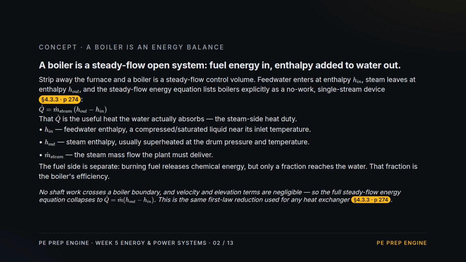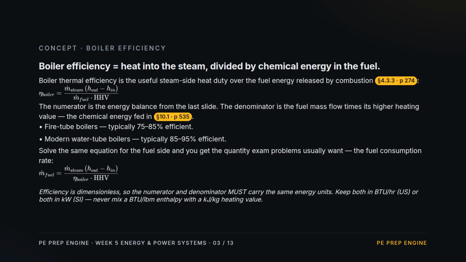The fuel side is separate. Burning fuel releases chemical energy, but only a fraction reaches the water. That fraction is the efficiency. Boiler efficiency is the useful heat into the steam divided by the chemical energy in the fuel. Steam flow times the enthalpy rise over fuel flow times the higher heating value. Fire tube boilers run about 75 to 85%. Modern water tube units, 85 to 95.